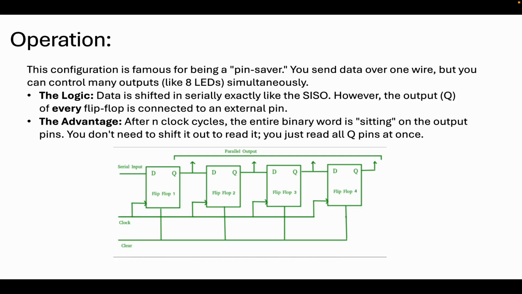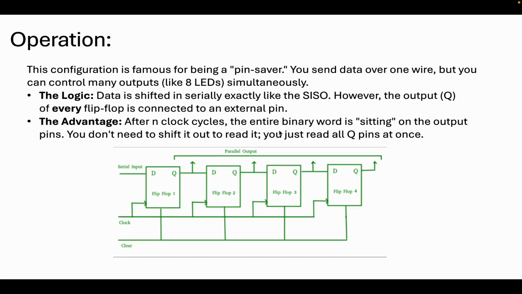Then this is the configuration for being a pin saver. You send data over one wire, that is your serial input, and it can be used to control many outputs, like 8 LEDs simultaneously. How this works is data is shifted in serially exactly like the SISO. However, the output Q of every flip-flop is connected to an external pin.